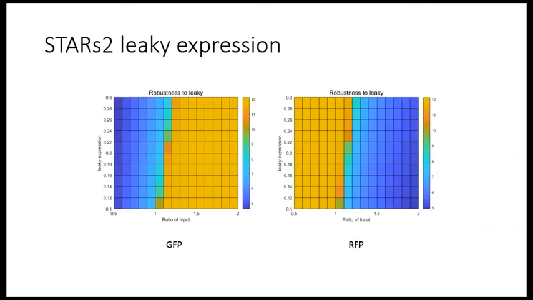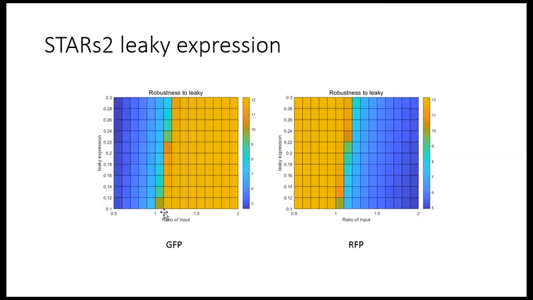Apart from that, we also want to know the robustness of our system. So here I introduced some leaky expression to check what will happen if we have some leaky expression. In this case, I simulate the situation that both SARS-1 and SARS-2 have a basal leaky expression of 10% of inputs. And then we slightly increase the leaky expression level of SARS-2 to see what will happen to the gene expression as the ratio of inputs changes.